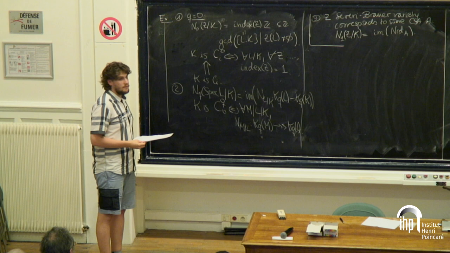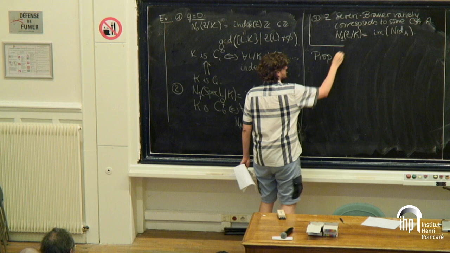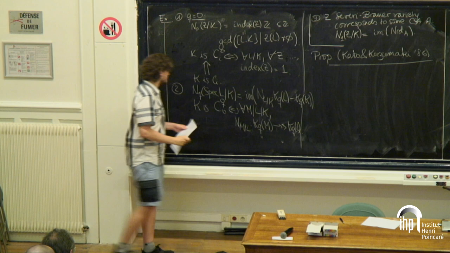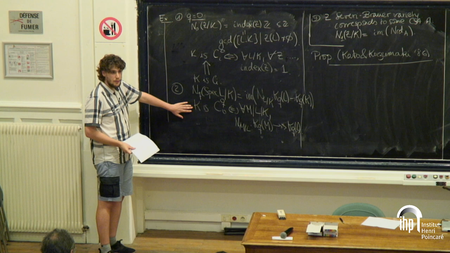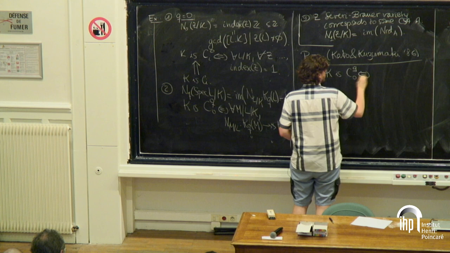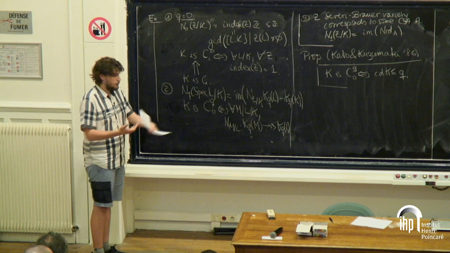Okay, so now we can try to see what Kato and Kuzumaki thought about. So Kato and Kuzumaki observed that there's the following proposition. In fact, they saw that this second property here, the one that is the most K-theoretic, indeed characterizes cohomological dimension. So more precisely, they proved that K is CQ0 if and only if the cohomological dimension of K is at most Q. So the proof of this proposition is based on a very big theorem, which is Bloch-Kato's conjecture.